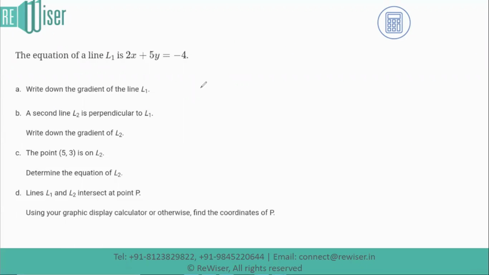The equation of line 1 is given. For part A, we just need to find the gradient of line 1. This is what we call the general form of the equation of a line. To find the slope or gradient of line 1, we need to convert this into slope intercept form, which looks like y equals mx plus c. So I just need to make y the subject.